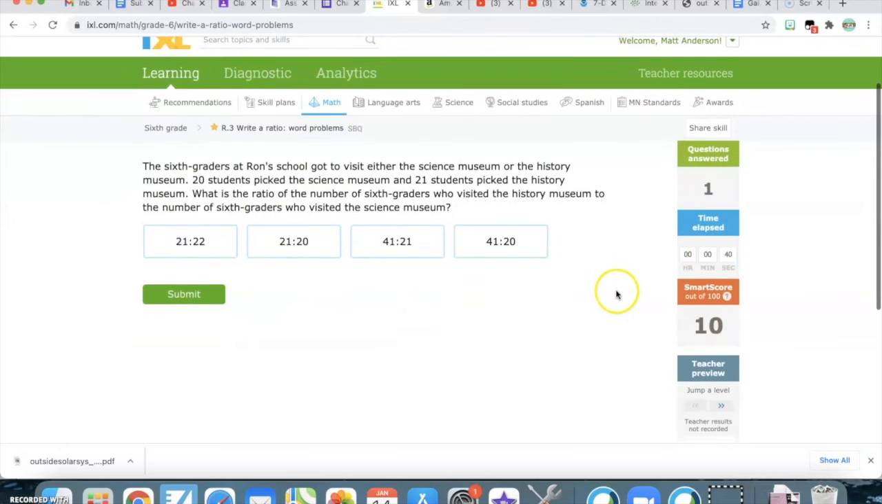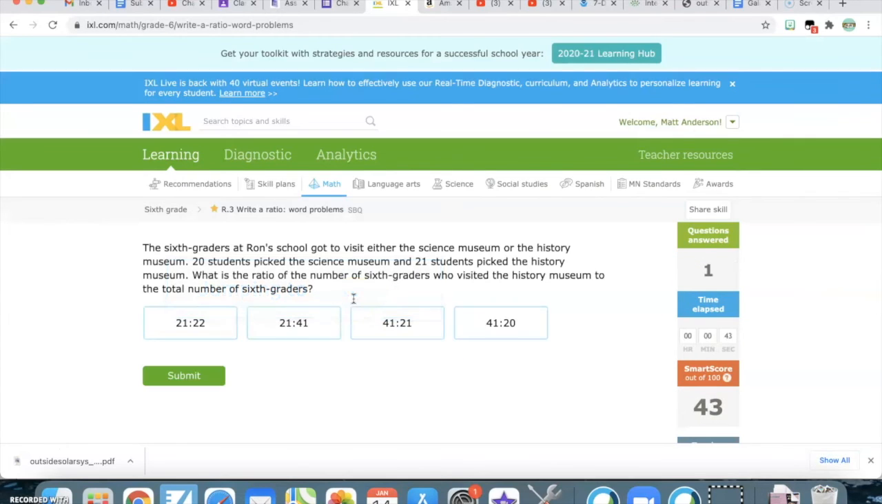All right, let me just skip ahead. Oh, it looks like a lot of reading, isn't it? The 6th graders at Ron's school got a visit either the Science Museum or the History Museum. 20 students picked the Science Museum, and 21 students picked the History Museum. What is the ratio of the number of 6th graders who visited the History Museum to the total number of 6th graders? Okay. History Museum first. So why don't you guys try this? Okay, push play when you think you know the answer.